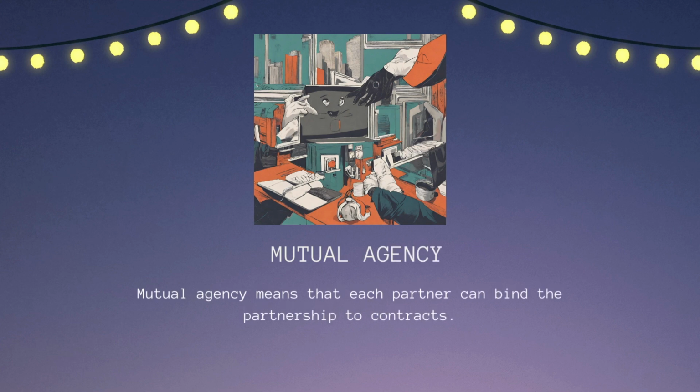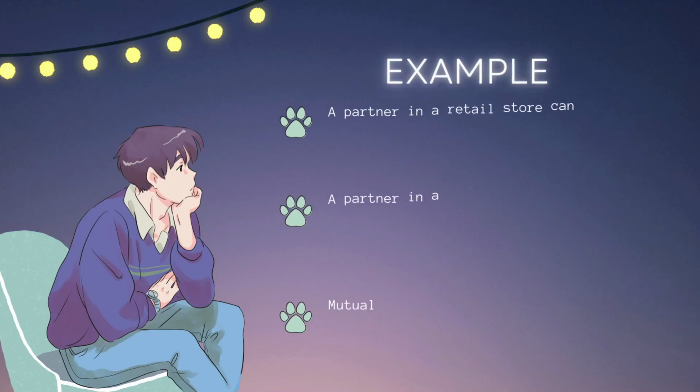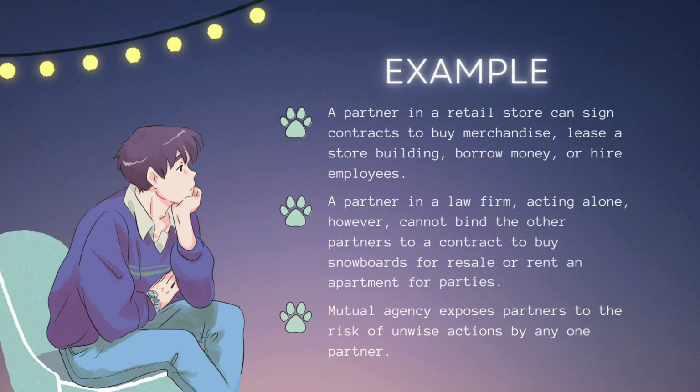Mutual agency. Mutual agency means that each partner can bind the partnership to contracts. Example. A partner in a retail store can sign contracts to buy merchandise, lease a store building, borrow money, or hire employees. A partner in a law firm, acting alone, however, cannot bind the other partners to a contract to buy snowboards for resale or rent an apartment for parties. Mutual agency exposes partners to the risk of unwise actions by any one partner.